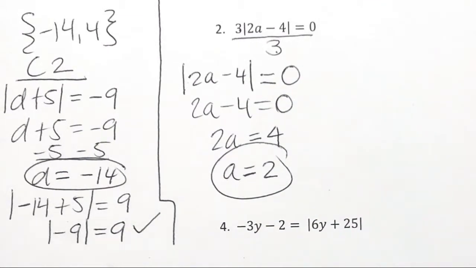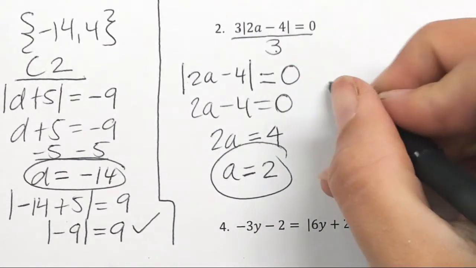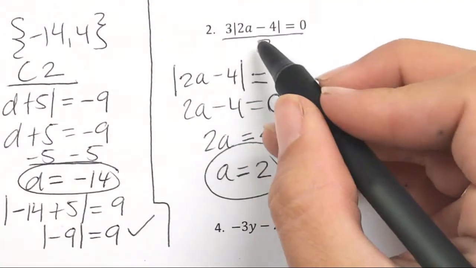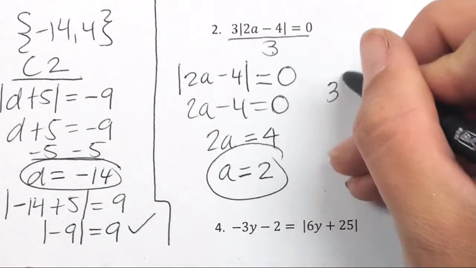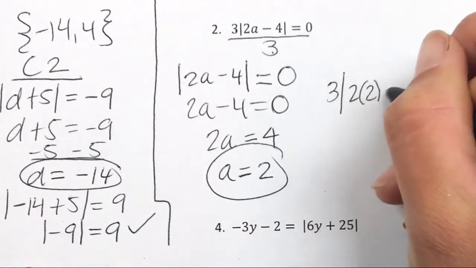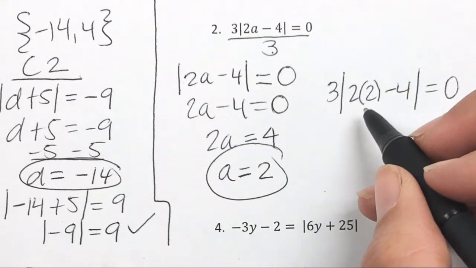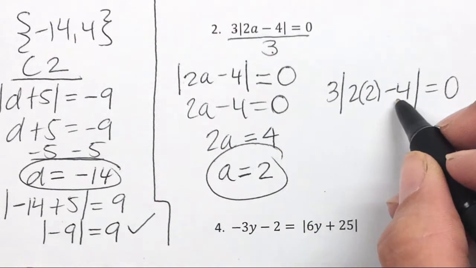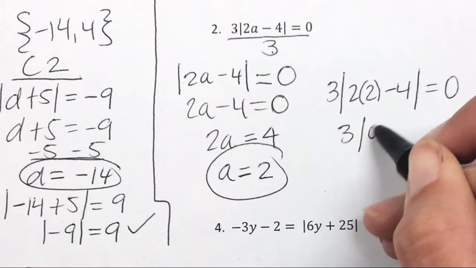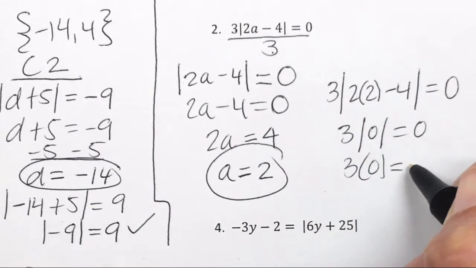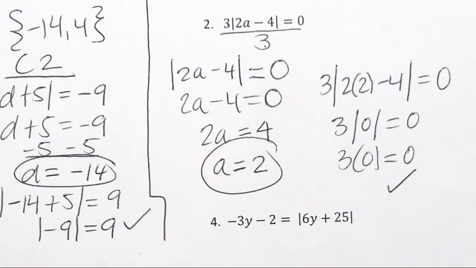And now we just have to check it to make sure it works. And by the way, when you check it, you always want to plug it back into the original, not into case 1 or case 2, okay? So let's plug it back into the original. So we would have 3 times the absolute value of 2 times 2 minus 4 equals 0. So 2 times 2 is 4, minus 4. What's the absolute value of 0? 0. And 3 times 0 equals 0, right? So we're good.